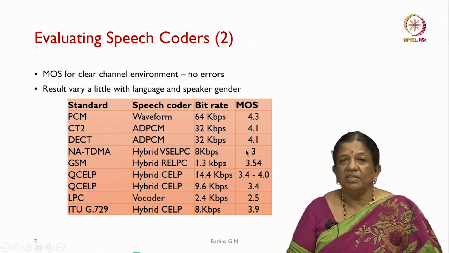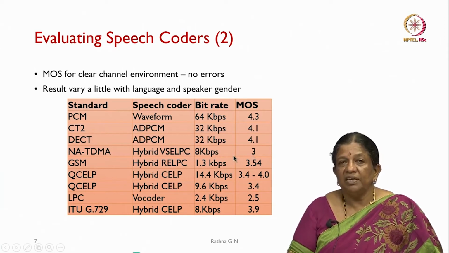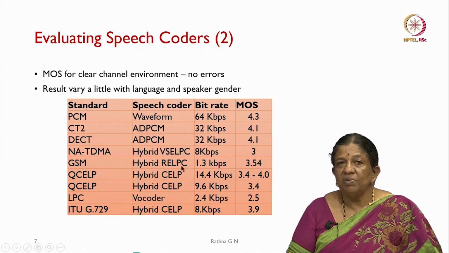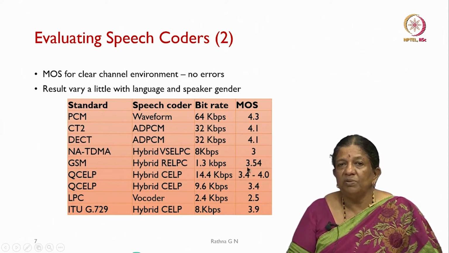So, with this degradation, you can accept it in cases where your application does not require much quality. You can use it so that you can save on the channel basically. Whereas GSM, as you can see, is the lowest at 1.3 kilobits per second, and it is going to use our hybrid model, that is RELP PCM basically, which gives a MOS score, that is mean opinion score, of 3.54. So, that is the thing.